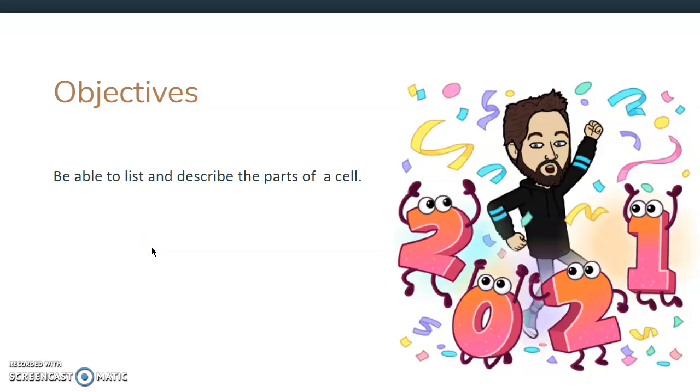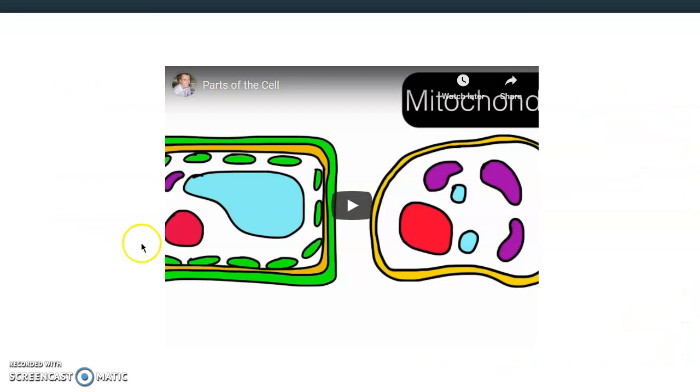By the end of the unit, I want us to be able to list and describe the parts of a cell and also be able to locate the parts of a cell given a picture. So those are what we're going for.